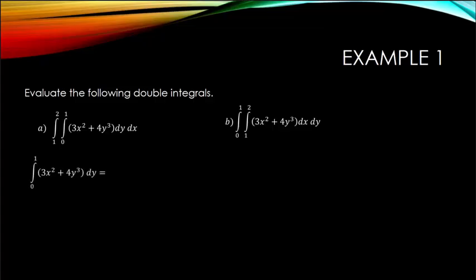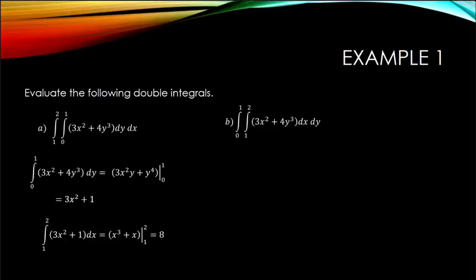For the first one, my inside integral is the integral from 0 to 1 of 3x squared plus 4y cubed dy. This is equal to the quantity 3x squared y plus y to the fourth evaluated from 0 to 1. This gives me 3x squared plus 1. I plug this into my outer integral, and I'm going to take the integral from 1 to 2 of 3x squared plus 1 dx, which is equal to x cubed plus x evaluated from 1 to 2. This gives me 8.